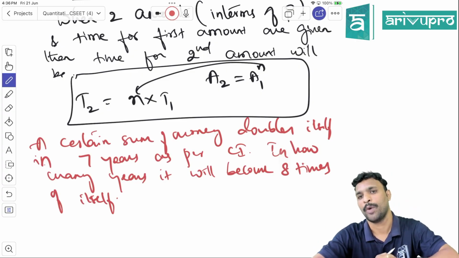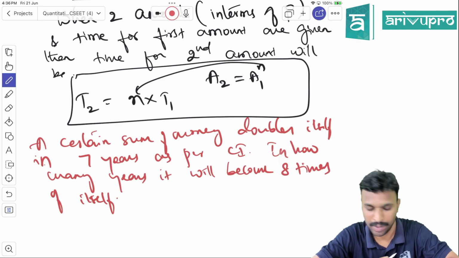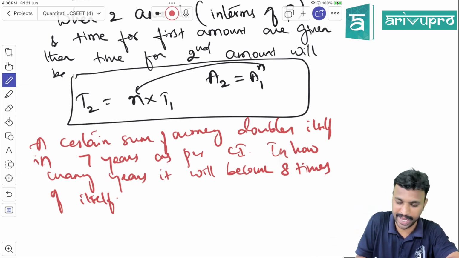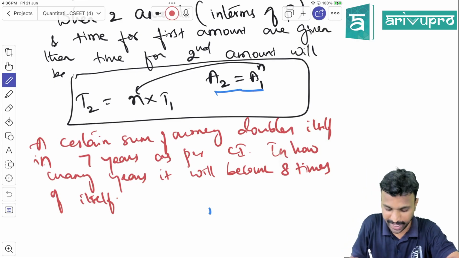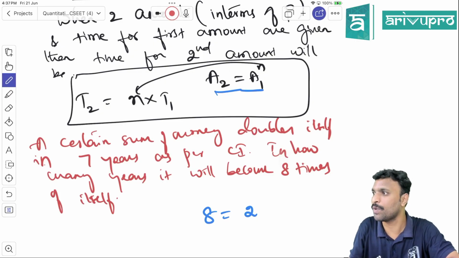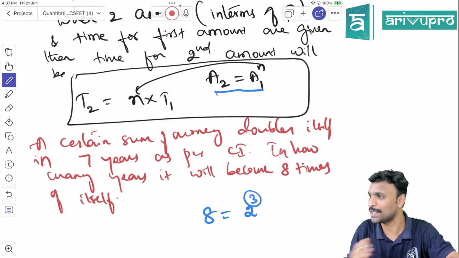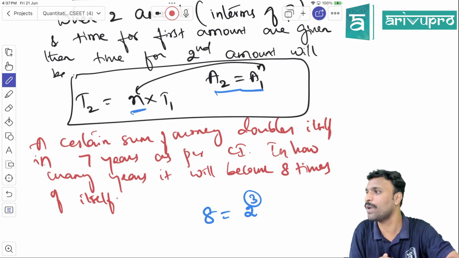First of all, look, how many amounts are there in terms of principal? 2. What are the 2 amounts? 8 times and 2 times. What is the second amount? 8. First amount is 2. Double means 2. So what you need to do first of all, express A2 in terms of A1. A2 is 8, A1 is 2. 2 power what is 8? 3. So n value is 3. That is what we actually take as n. N is 3 in this case.